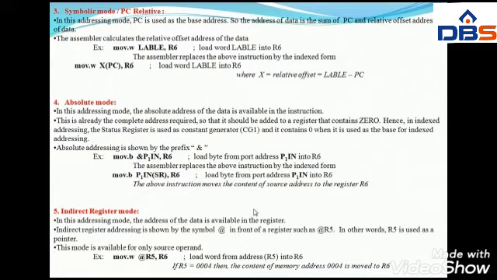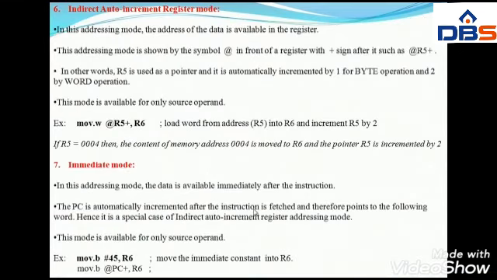Coming to the next one, indirect auto increment register mode. Indirect auto increment means that after a task has been done, it will automatically increment. In this addressing mode, the address of the data is available in the register, and the mode is shown by the symbol @ in front of the register with a plus sign after it, such as @R5+.